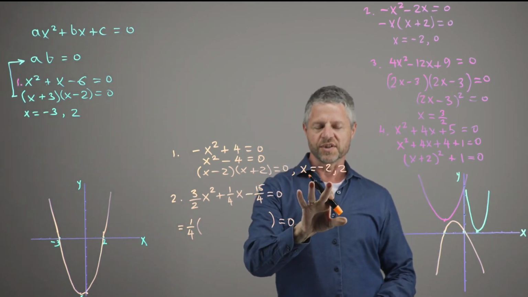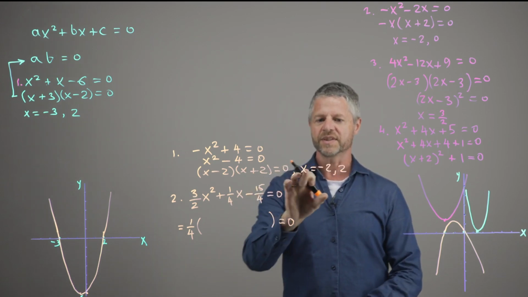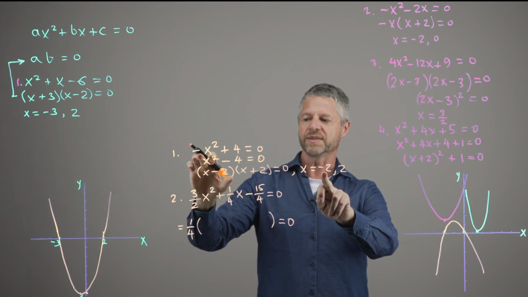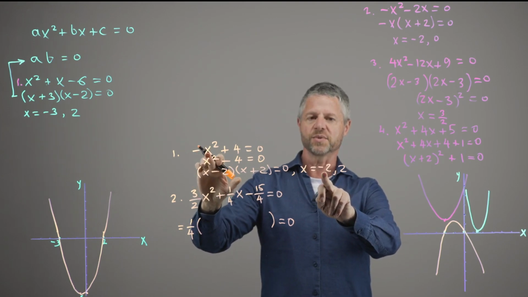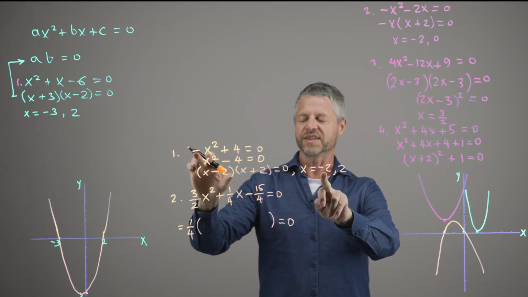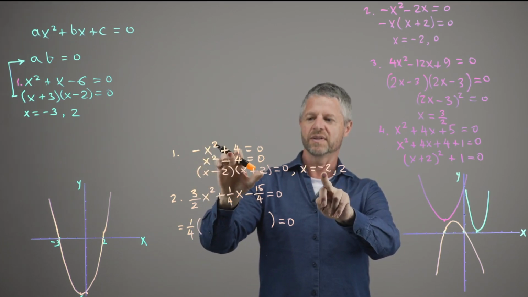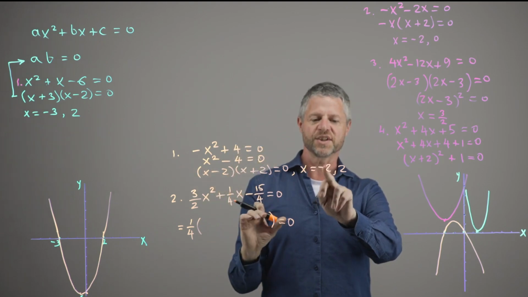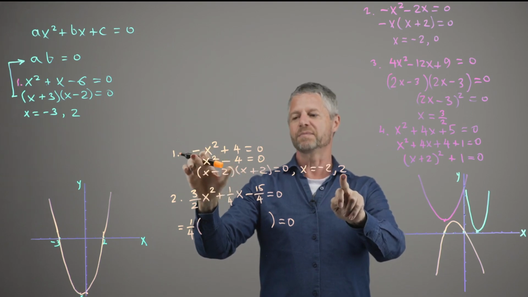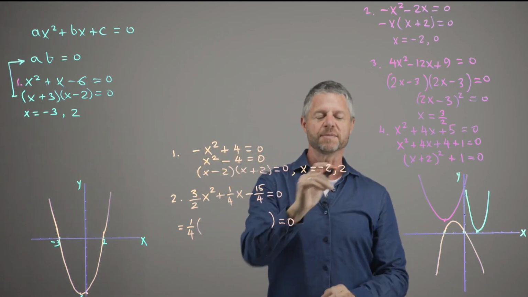And once you've got your solution, remember, always check it. So let's plug in -2 into my original equation. So -2 squared would be 4, minus 4 plus 4 is 0. So that's good. And then 2 squared is 4, minus 4 plus 4 is 0. So they both work out.